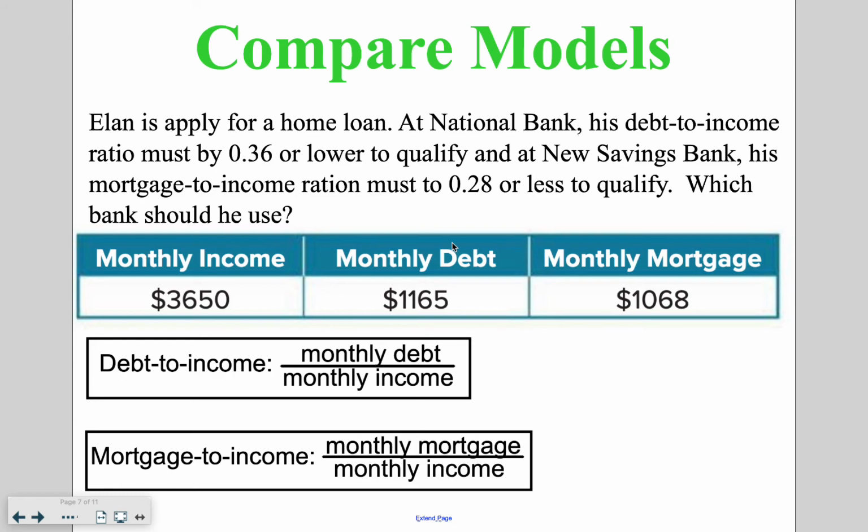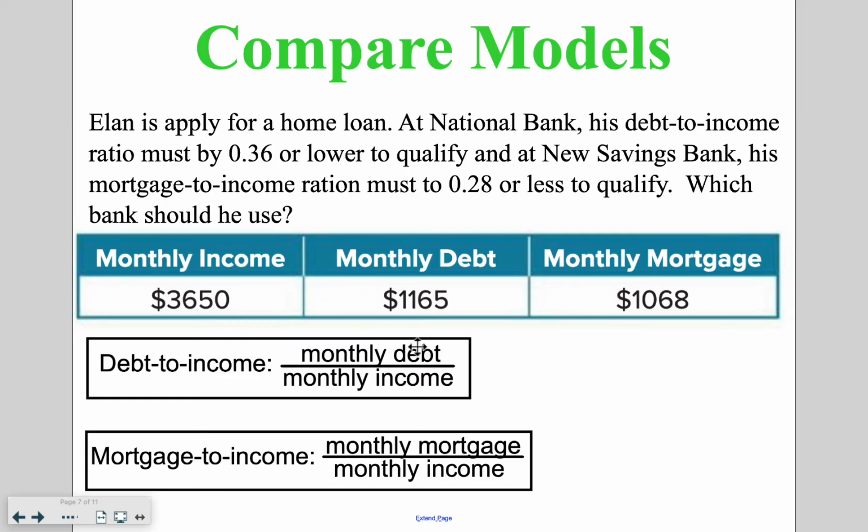Looking at comparing models now. So Elan is applying for a home loan at National Bank. They use his debt to income ratio, and it must be 0.36 or lower to qualify. At New Savings Bank, they use the mortgage to income ratio, and it must be 0.2 or lower. Which bank should he use?